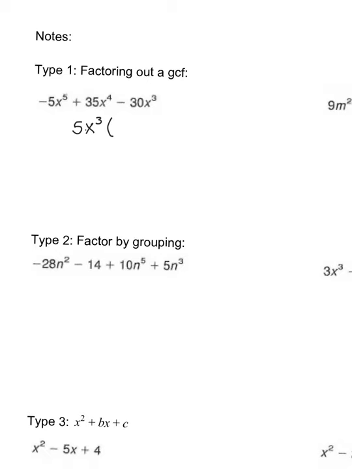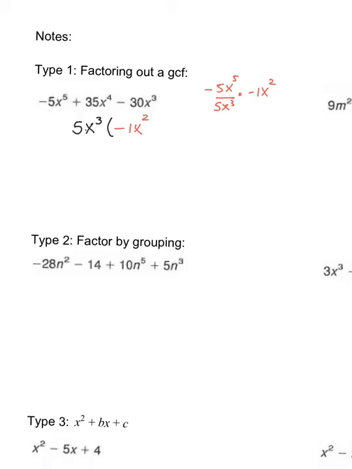If it makes you feel better, you could put them off to the side and do -5x to the 5th divided by 5x cubed. That answer comes out to be -1x squared. And you would write that in the first term here.